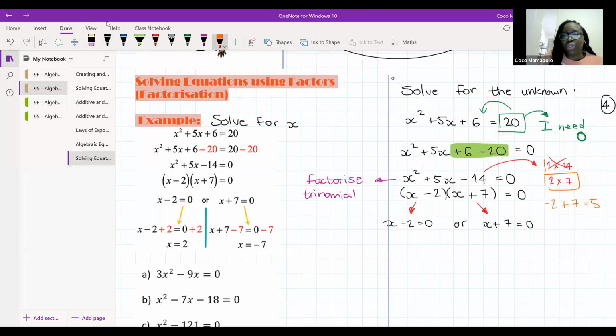I'm going to take negative 2 over to the other side of the equal sign, and I'm going to take my positive 7 over to the other side. So this is going to give me that x is equal to what? Positive 2, because if it's negative 2 on this side, what's going to happen when it goes to the other side of the equal sign? It becomes a positive. Good. Or x is equal to, what will happen to my positive 7 when it goes over to the other side? It's going to be a negative 7.